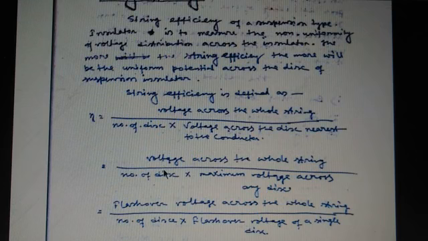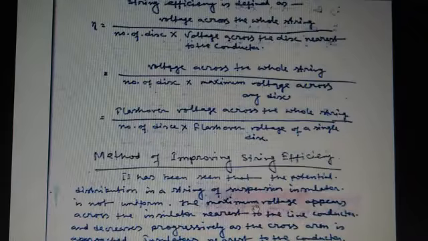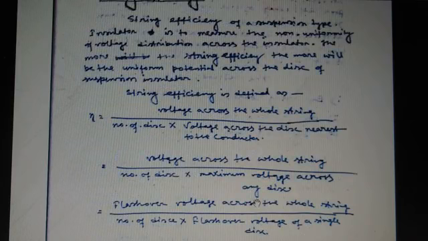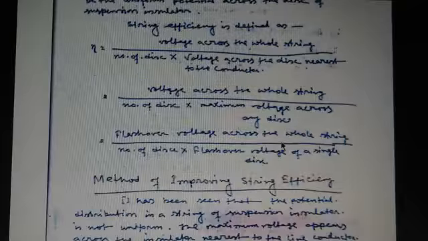and that is similar to the voltage across the whole string divided by the number of disks into the voltage across any disk, and that also equals the flashover voltage across the whole string divided by the number of disks into the flashover voltage of a single disk. So that is the string efficiency. With the help of string efficiency, we can judge the uniformity of the voltage distribution of suspension type insulators.